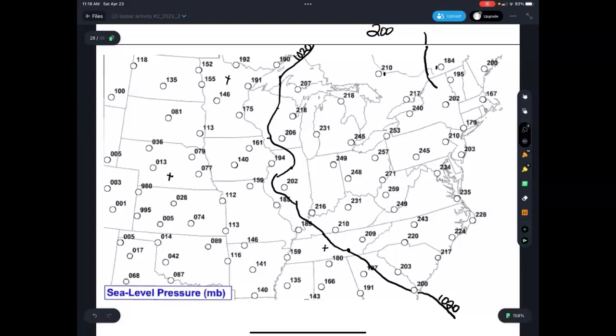Okay, I can't go between 202 and 217 because it doesn't fit in between there. So I can't go straight down, and I can't go back to the left. It does go between 179 and 253. It does not go between 210 and 245, so I can't go there. It doesn't go between 210 and 240, so I can't go there. So it has to go this way.